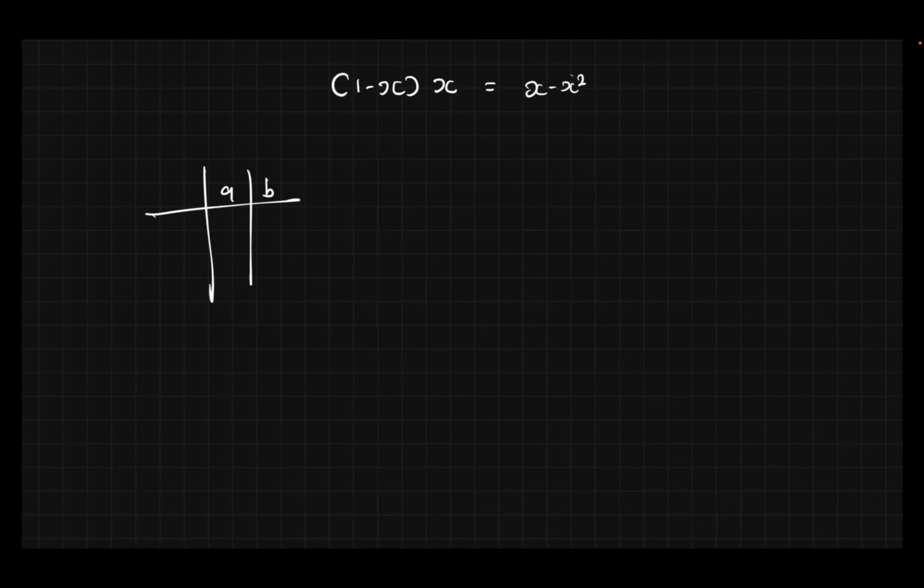Let's say AB, right? So this is like 0, 0, 0, 1, 1, 0, 1, 1. The truth table: when both of them are 1, 1, then the answer is 1. But if any of them is 0, then the answer is 0. This is equivalent to multiplication, right? 0 times 0 is 0. 0 times 1 is 0. 1 times 0 is 0. And 1 times 1 is 1.